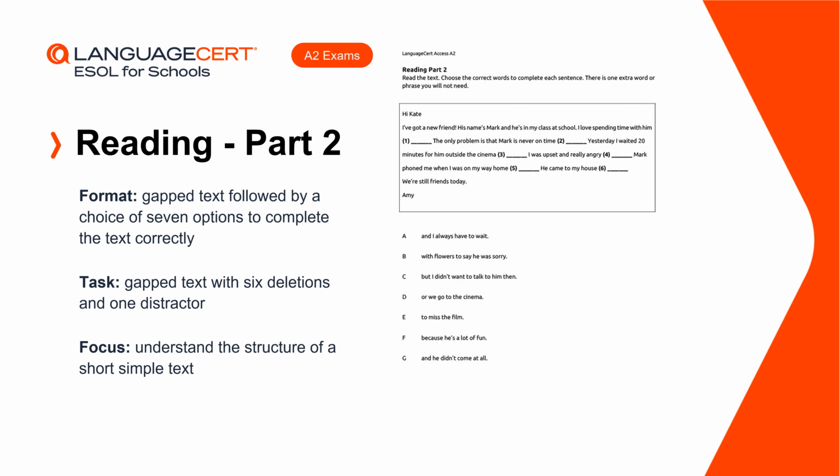Part 2 presents test takers with a gapped text, followed by a choice of options to complete it correctly. There will be 6 deletions in the gapped text and 7 options to complete it with. Please note that one of the options will not be used, as it is a distractor, that is, a choice that will not be used. This part aims to assess their ability to understand the structure of a short, simple text.